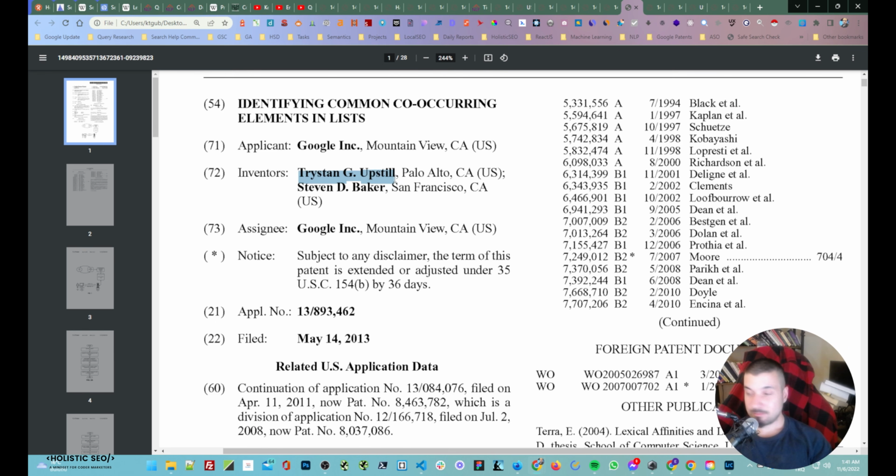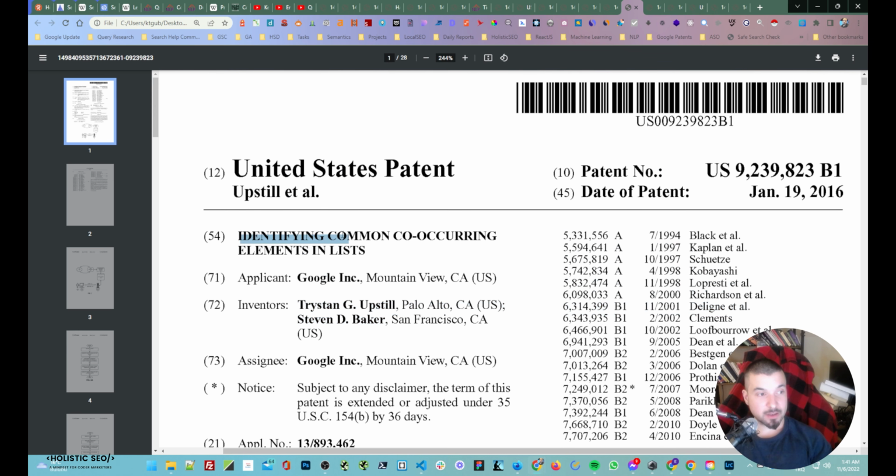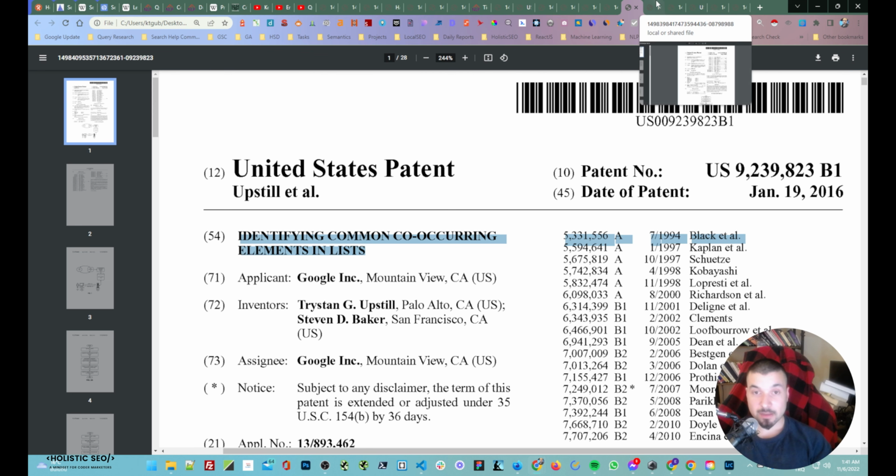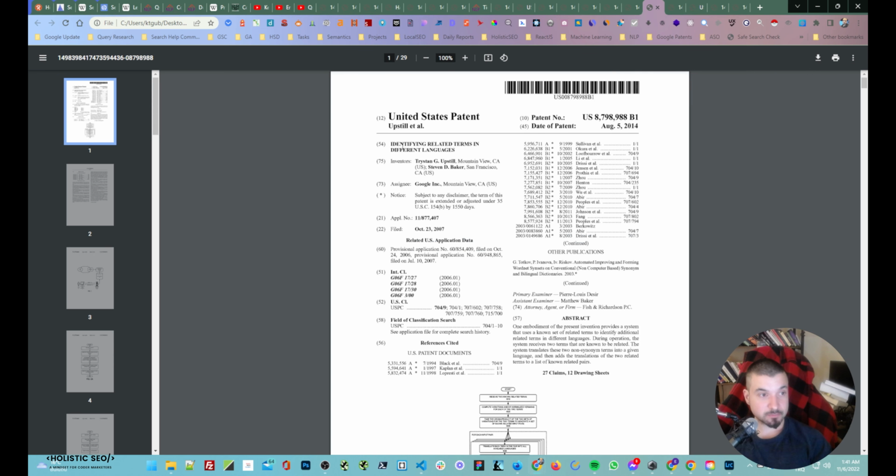Tristan Upstill, I am fond of him. And here we have Stephen Baker, even if he works for Apple for now. But these two are important just for the inventors. Read this, identifying common co-occurring elements in lists. Bill Slawski has an article for this. Read Bill Slawski, you will get what I mean better. By using certain phrases inside your HTML lists, you can increase the relevance, and semantics are directly relevant there. Again, we have Tristan Upstill and Stephen Baker here, identifying related terms in different languages.